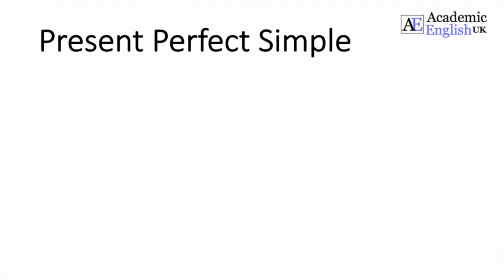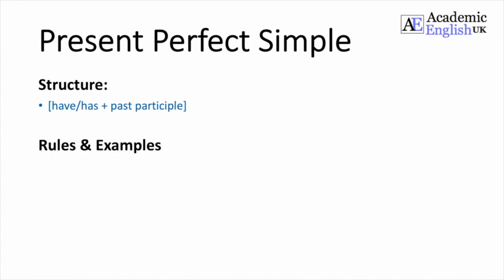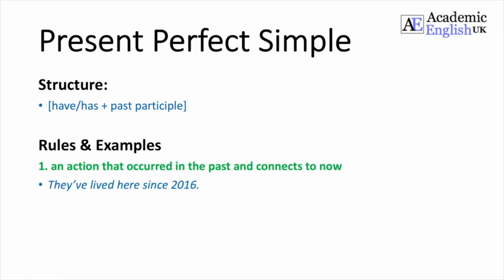Okay, next is the present perfect simple. The present perfect simple is created with have or has plus past participle. It has two key rules, and the first rule is an action that occurred in the past and connects to now. They've lived here since 2016. So they still live here now, but I'm looking back to when they began living in this place.